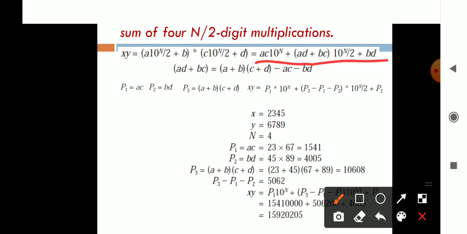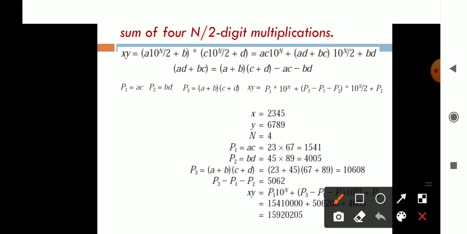Now here, what is given is AD plus BC. That AD plus BC we can replace using the identity. Now how are we going to perform the divide and conquer rule? We have already divided the data into n by 2, n by 2. Now we are going to conquer it. Conquer means here we are going to find the solutions for simple multiplications. So let's start with the solution.